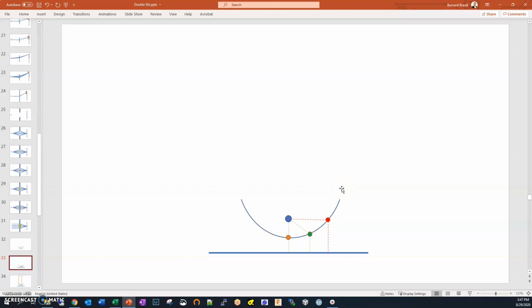And a parabola is a quadratic, a second degree curve. The simplest one is y equals x squared or something like that.